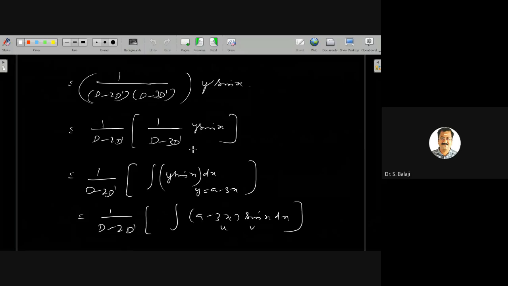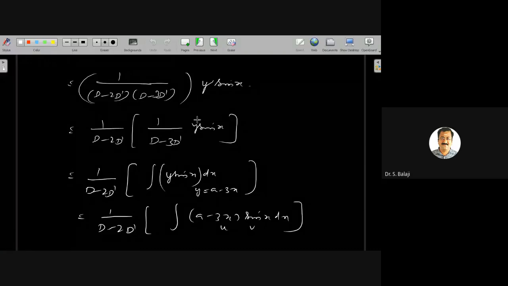The procedure with this kind of linear factor is that you have to integrate. You put the integral symbol and then integrate y sin x dx with respect to x, but we have to replace y as a, with the help of this factor, a minus 3x. Correspondingly, a can be written as y plus 3x. That is the idea. Then after replacing everything in terms of x, integrate with the help of Bernoulli's formula.